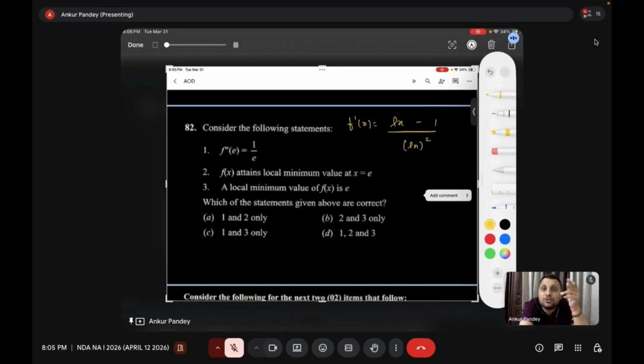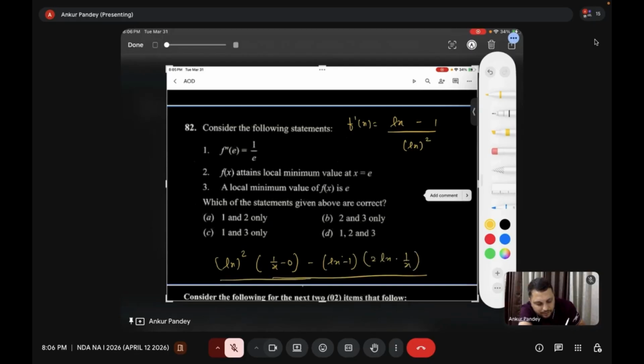f double dash e is equal to 1 by e, we have to calculate. So ready for re-differentiation? It is just lengthy, it will not be difficult, it may at times get lengthy. So I am doing denominator as it is, differentiation of numerator, minus numerator as it is, differentiation of denominator, whole divided by denominator squared. Clear? What we have to put? We have to put x equal to e.